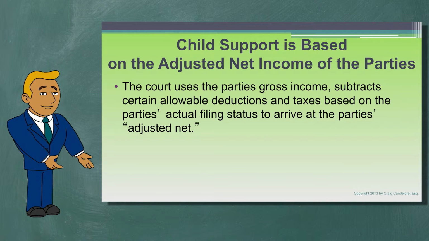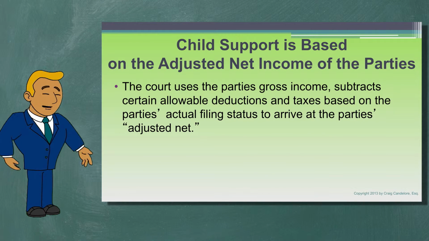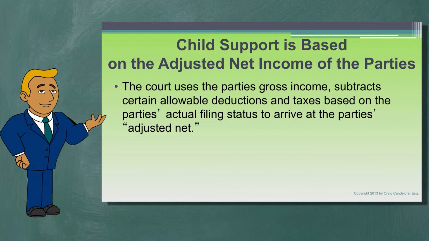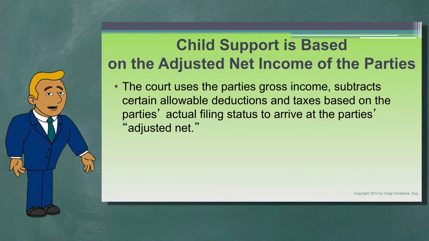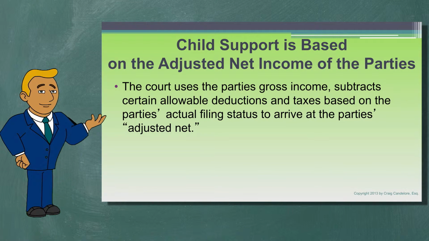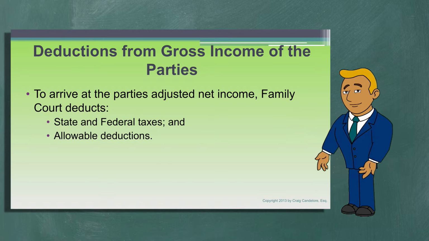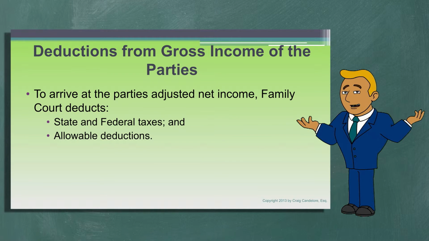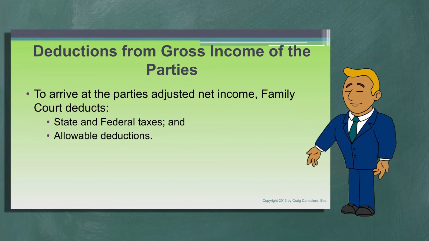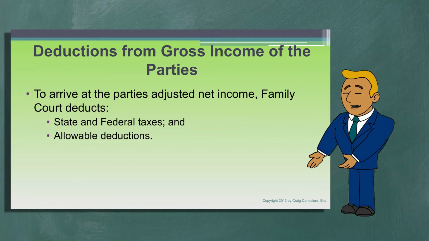Child support is based on the adjusted net income of the parties. The court uses the parties' gross income, subtracts certain allowable deductions, and taxes based on the party's actual filing status to arrive at the party's adjusted net. Deductions from the gross income of the parties. Let me repeat this. To arrive at the party's adjusted net income, the family court deducts the following: state and federal taxes and allowable deductions.